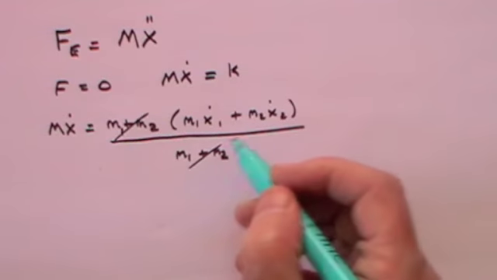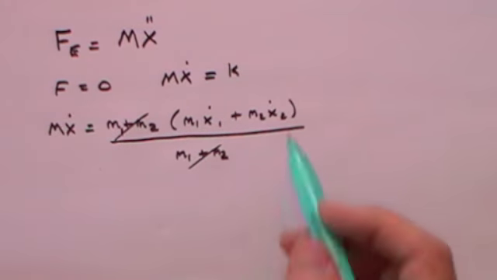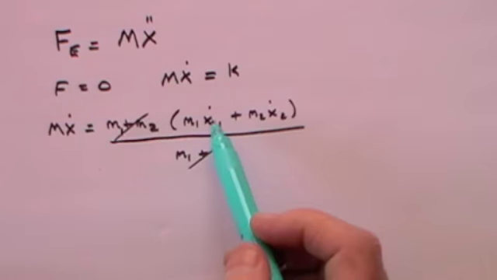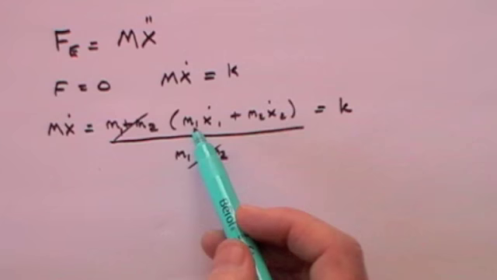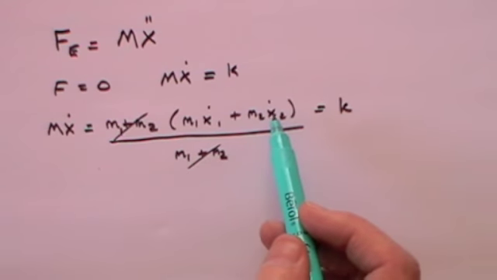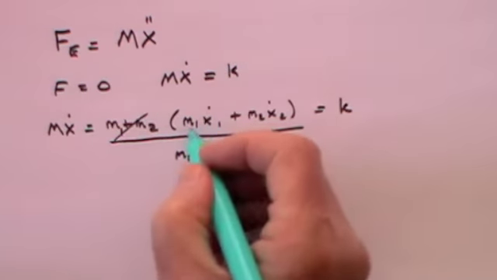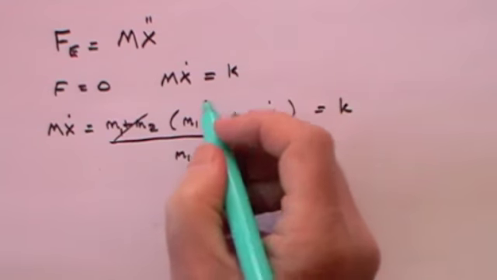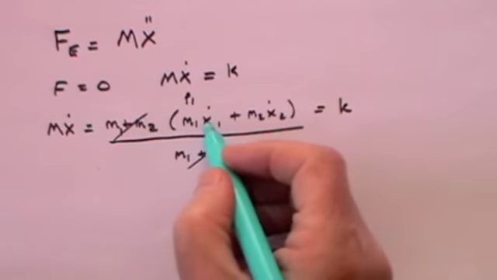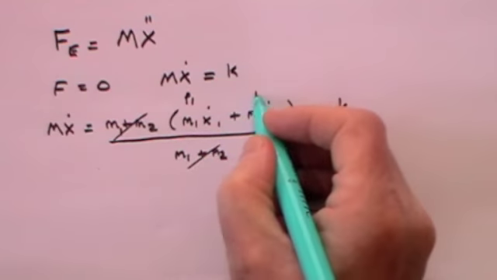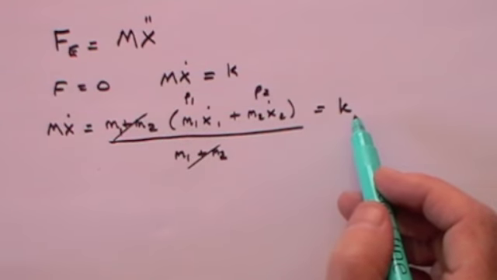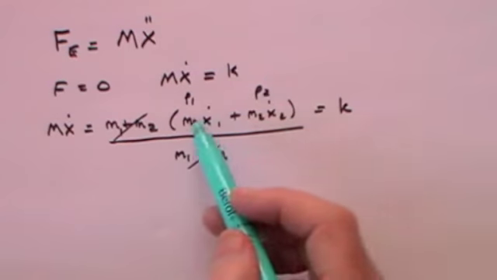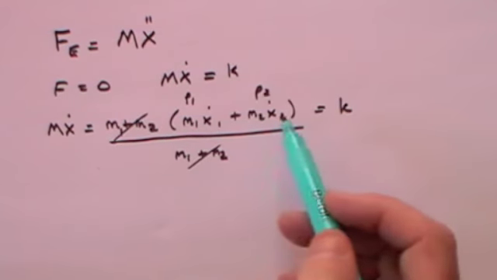Once again, the m1 plus m2 cancels, and what you now have is that m x dot is a constant, and that constant is made up of the individual momenta of the masses. Mass times velocity is momentum. So that's just the momentum of mass 1. That's the momentum of mass 2. And that momentum is constant. It doesn't mean to say that these individual momenta aren't changing.